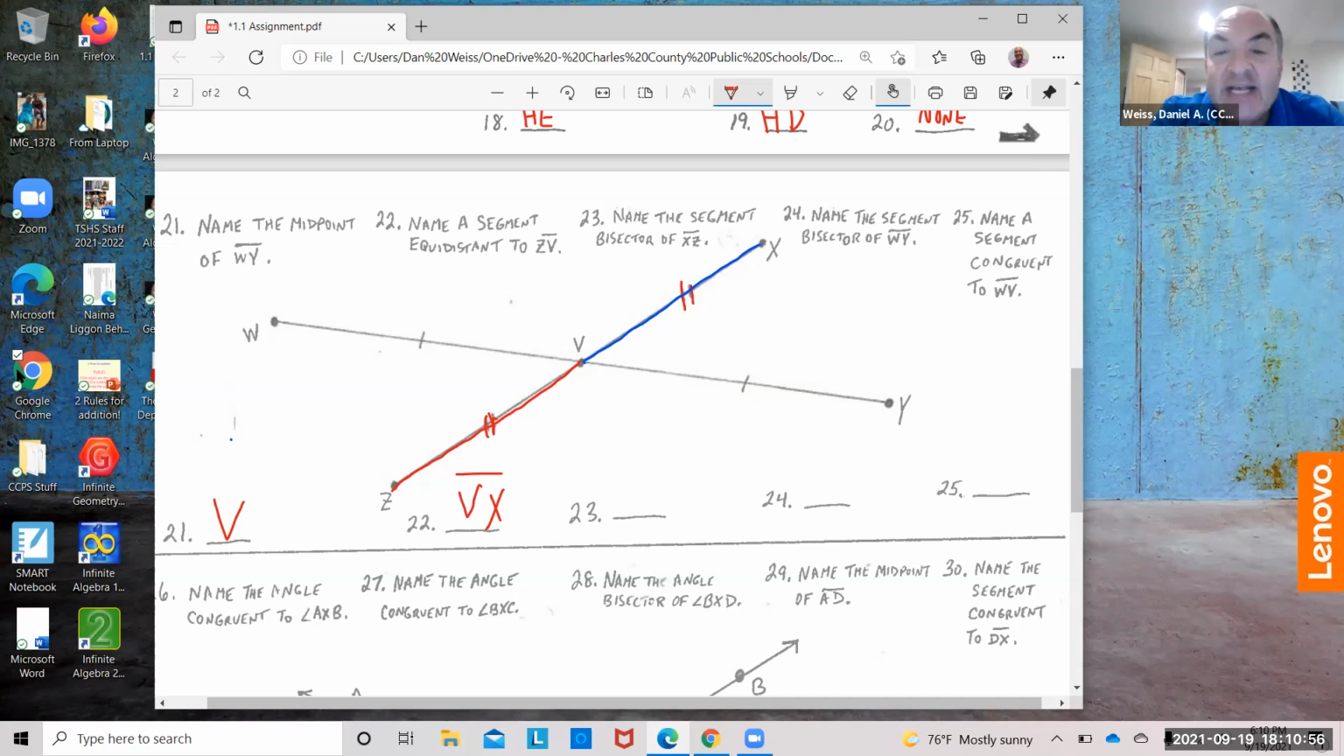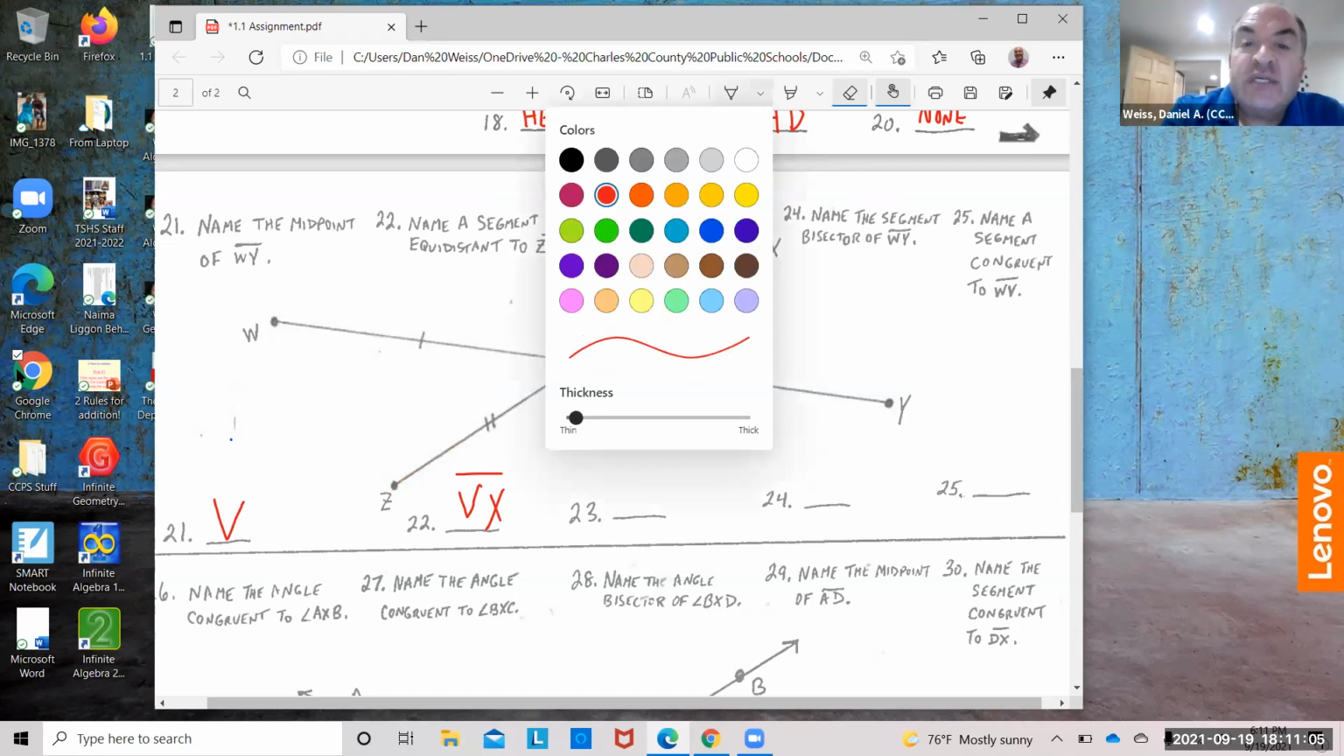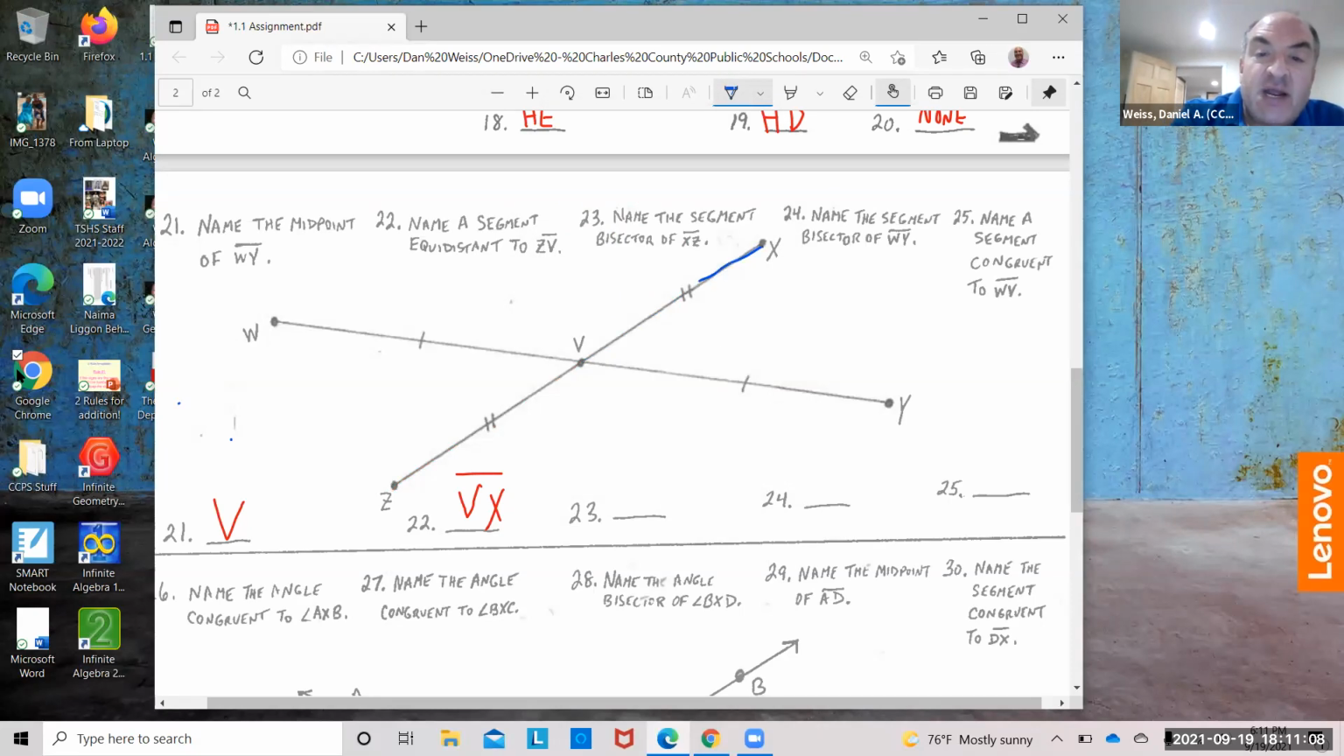Name the segment bisector of XZ. Okay. XZ. All right. So in other words, do you see that this guy right here, XZ, is being cut in half? What is cutting it in half? Does it make sense that WY, the segment WY, is the thing that's cutting ZX or XZ into two equal parts? So WY is actually the knife that's cutting it. Okay.